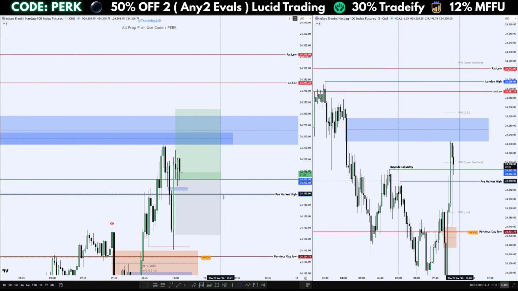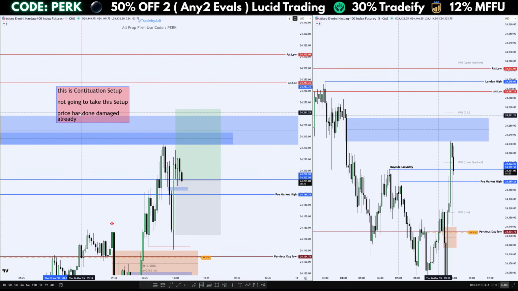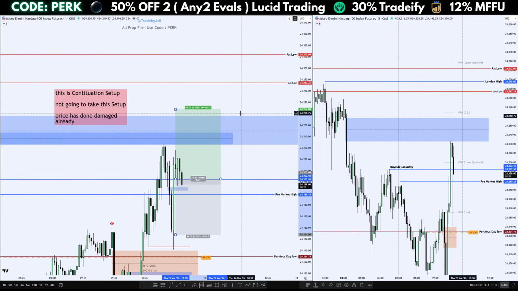I'm also going to mention over here this continuation setup. Even if price is going to tap this high, even if price takes out this TPL, I'm not going to have any regret.